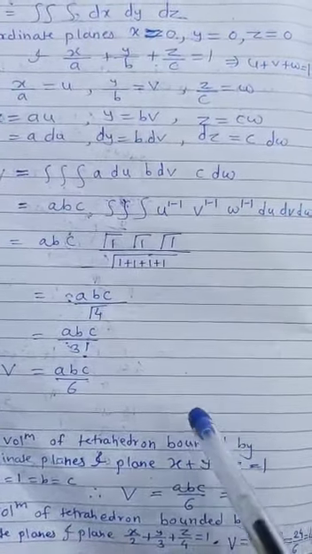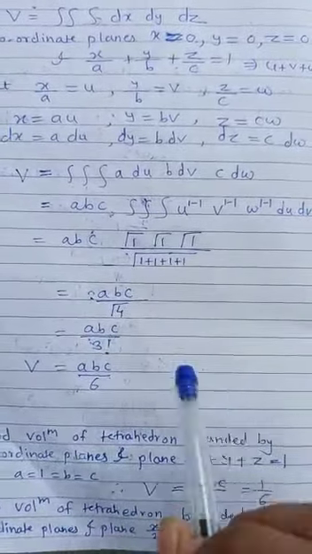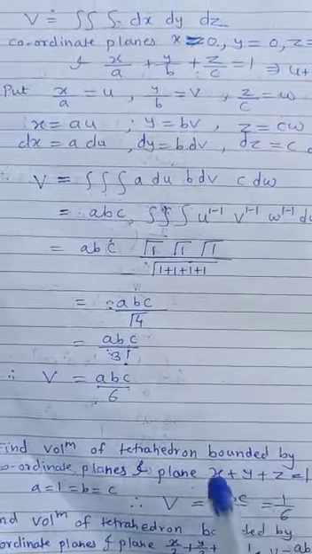So actually in the exam you are not going to write all this procedure. Just remember this as a formula: abc divided by 6. Here the abc values are 1. Therefore the answer is 1 by 6.